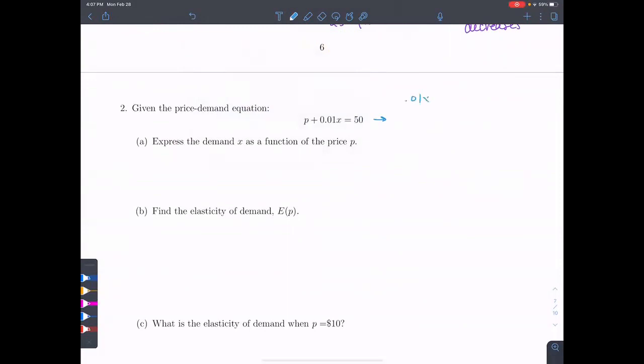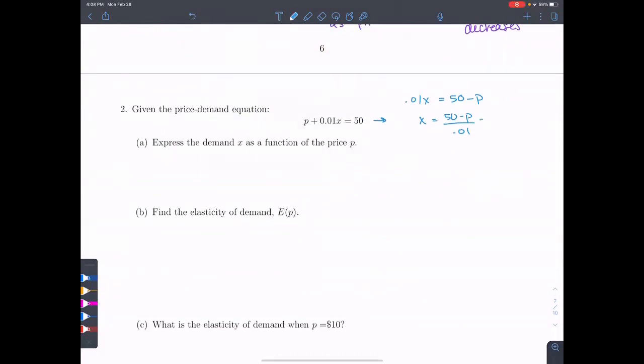So the first thing is we're going to get that p to the other side. So we're looking at 0.01x equals 50 minus p. And then we're going to divide by 0.01. So x is 50 minus p divided by 0.01. And that's what we're going to go with. We could even rewrite this as 5,000 minus 100p. That's what that would be if you put those fractions in a calculator. 5,000 minus 100p. That is our x.